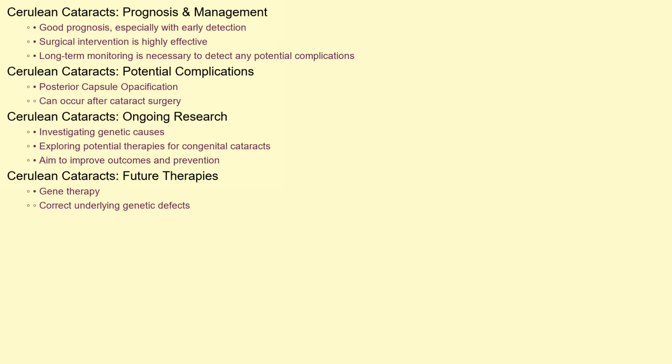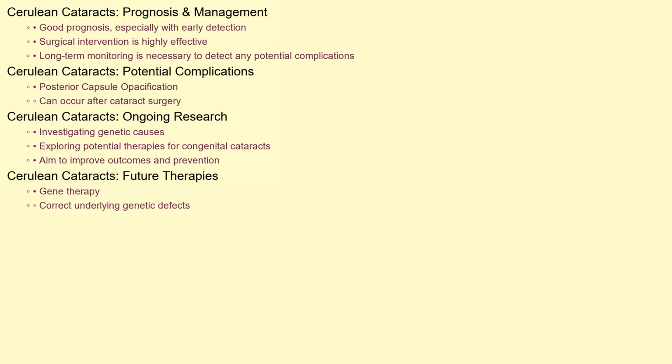The prognosis for individuals with cerulean cataracts is generally good, especially with early detection and appropriate management. Surgical intervention is highly effective in restoring vision. However, it's important to note that long-term monitoring is necessary to detect and manage any potential complications, such as posterior capsule opacification, which can occur after cataract surgery.